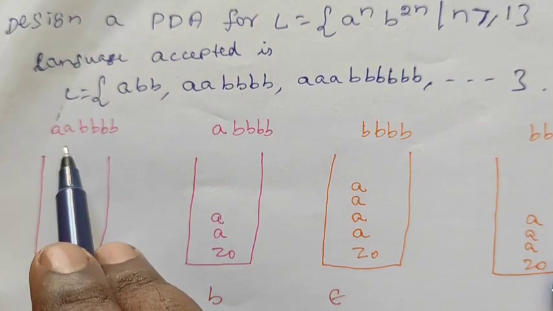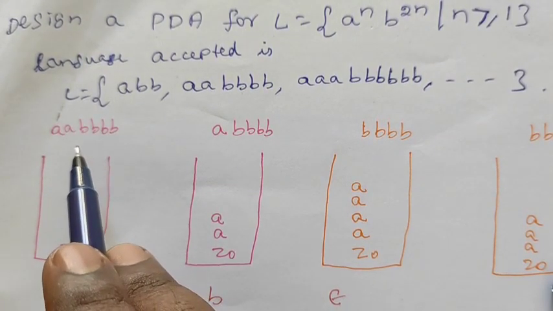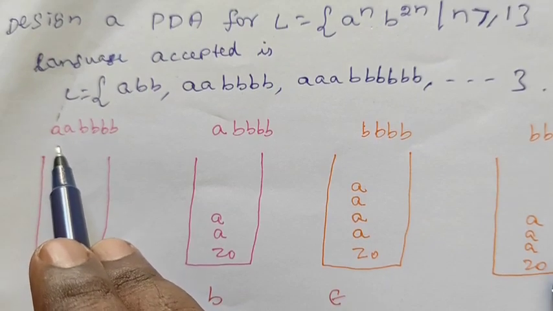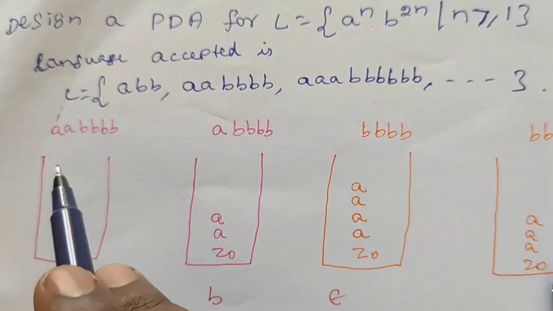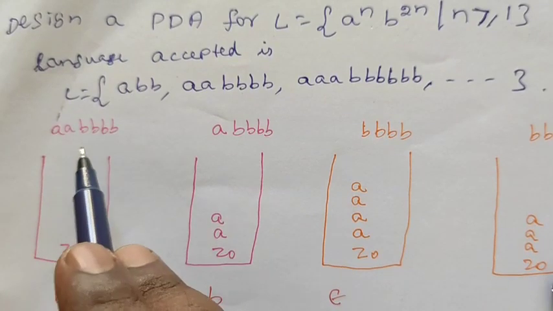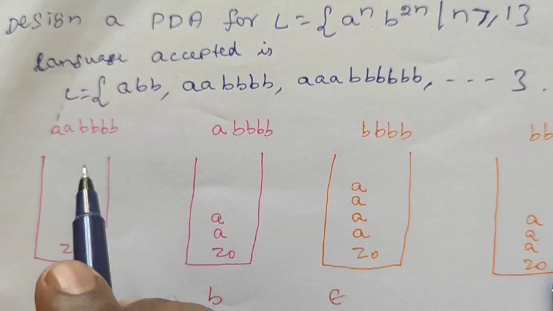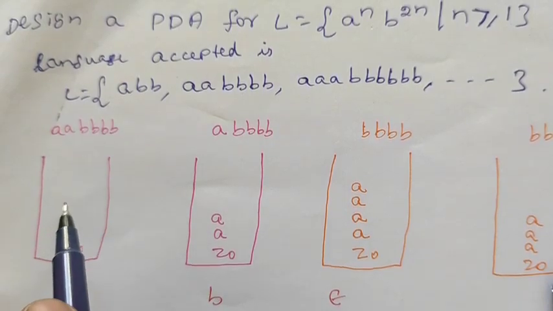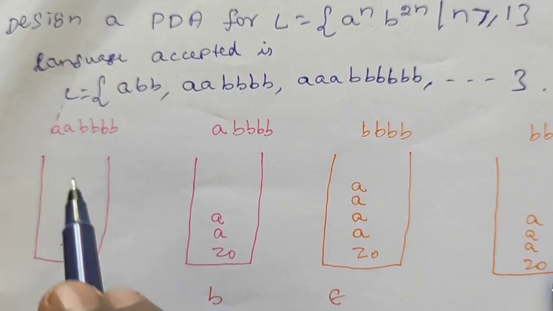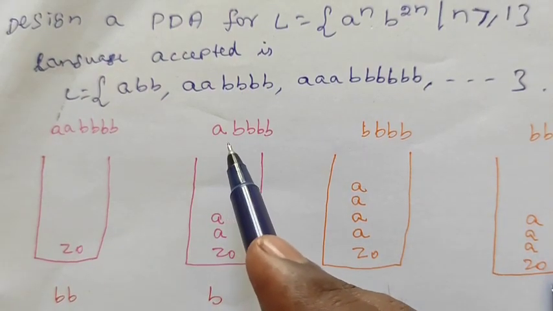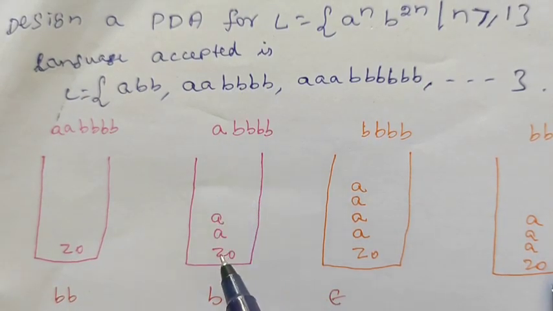So, we have two a's and 4 b's. The only solution to this is when we have one input for a, we have to push 2 a's inside the stack, so that the number of a's inside the stack will be equivalent to the number of b's. For every 1 a, we have to push 2 a's. So, when input is a, and the topmost symbol of the stack is z0, we push 2 a's, and the stack becomes a, a, z0.